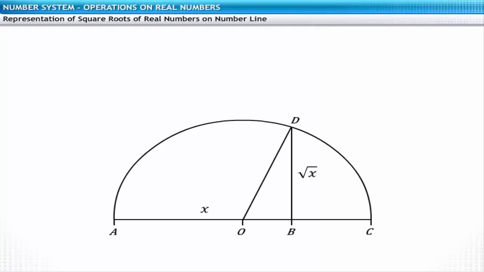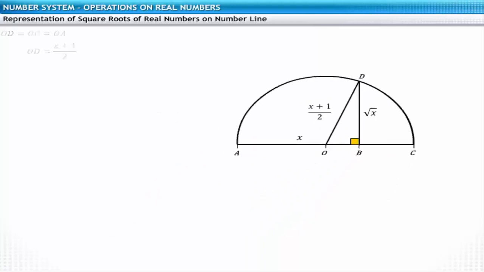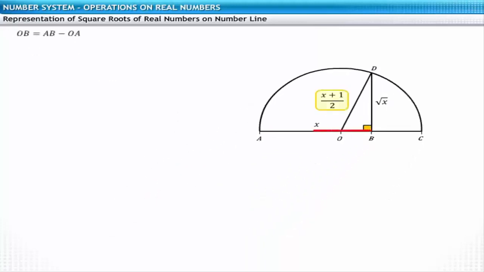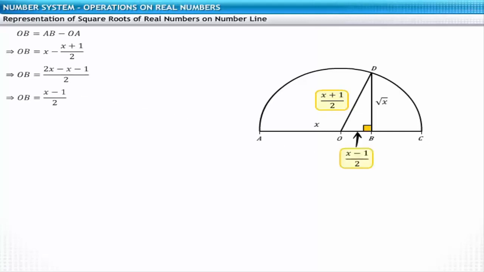Let's join the points O and D. Here the triangle OBD is a right angle triangle. Now OD is equal to OC, which are the radii of the circle. Since O is the midpoint of AC, OD is equal to AC divided by 2, which is equal to x plus 1 divided by 2. Now OB is equal to AB minus OA. Substitute the values of AB and OA. Let's simplify this. Thus, OB is equal to x minus 1 divided by 2.